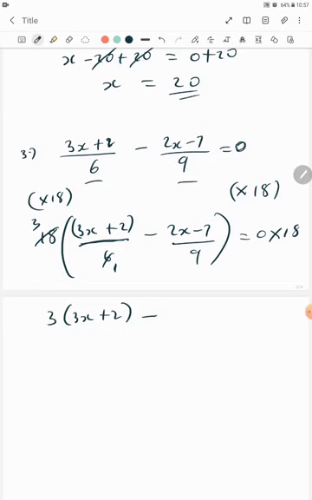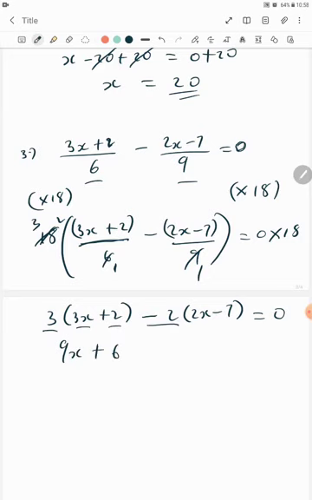Then I have minus this 9 here 1 now. This 9 in 18 will give us 2. So because that one is 2, that will be 2 multiplying everything here. That will be 2 bracket 2x minus 7, and then I have equals to 0 because 0 times 18 will give us 0. So now we have been able to actually remove the denominator. So we can now use this 3 to open this bracket. So that will be 3 times 3x, 9x times 2 will give us 6 minus 2 times 2x.